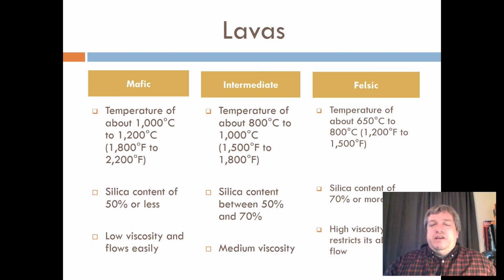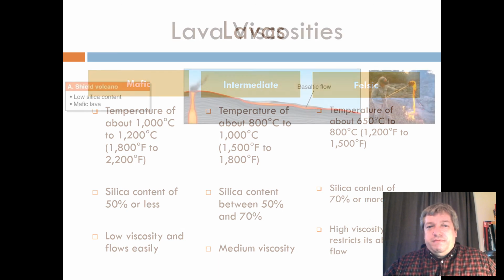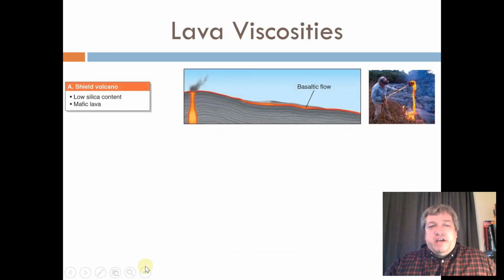Again, I always use the caramel analogy, right? If you have hot caramel and you're putting it on something, if the caramel's really, really hot, it flows almost like water. But as it cools off, it starts to flow very thick, more plastic-like. So mafic lavas flow really easy. They have a very low viscosity. They're almost like water compared to felsic lava, which is chunky, thick, maybe like brownie batter, if you will. And that is why shield volcanoes have mafic lava, that very low silica.